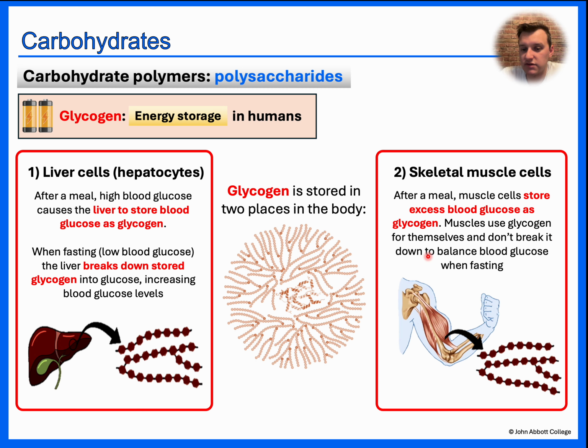So muscles use glycogen for themselves. Why are they greedy, the muscles? Because they know that they will need it. We're always moving. We're always going around. So we actually want to be greedy with the muscles and keep it for our own muscles, because we know we'll use it, right? Eventually.